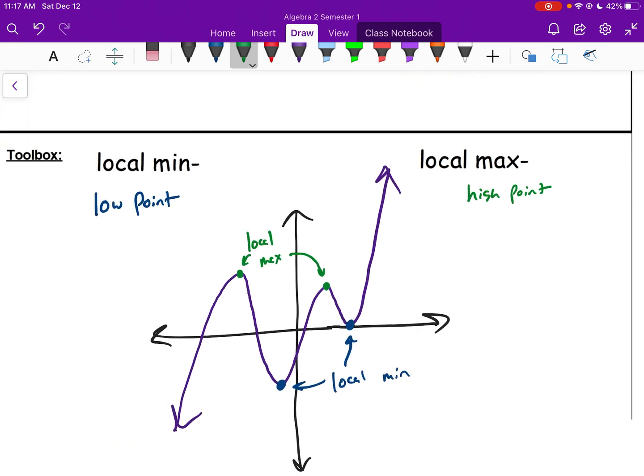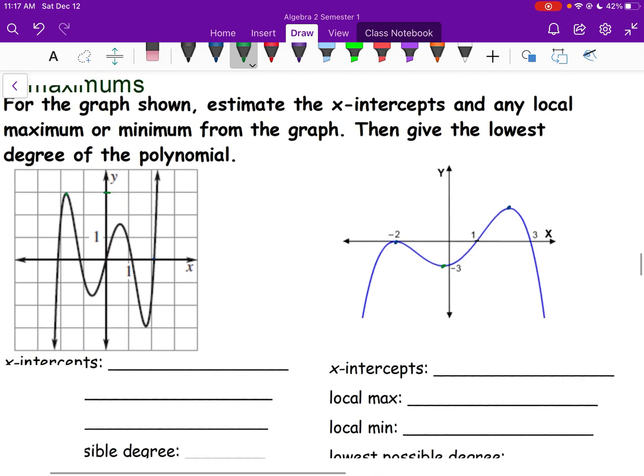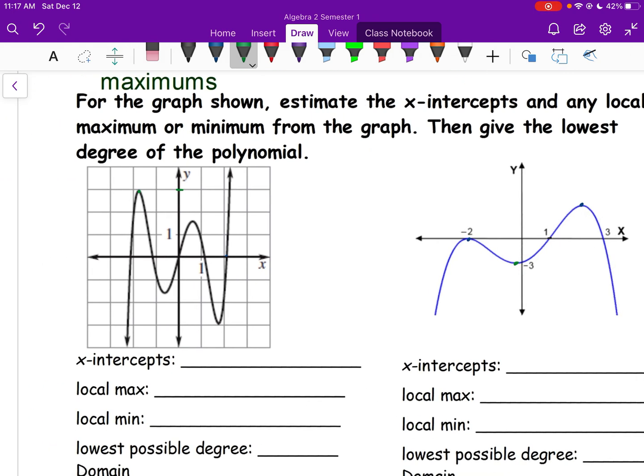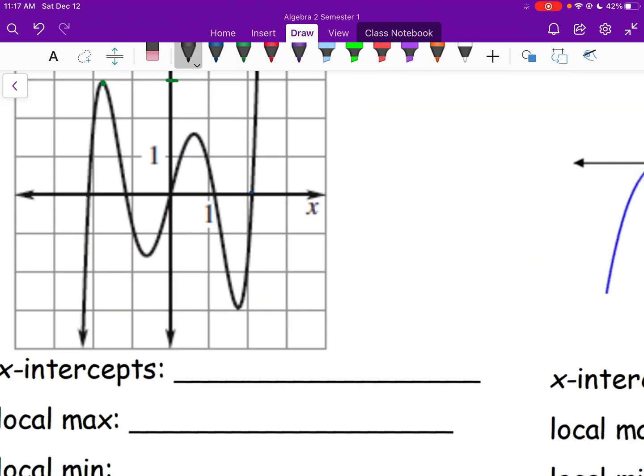All right, so basically the big thing is look for those turning points, and that's where your local mins or maxes happen. So to start, I'm going to be giving you the graphs, and you're going to estimate those x-intercepts, those local max and mins. And then we're going to find the lowest degree possible for that graph as well. So if we look at the first one, x-intercepts, that's where we are crossing the x-axis. So we got here, here, here, here, and here. We got 5 of them.